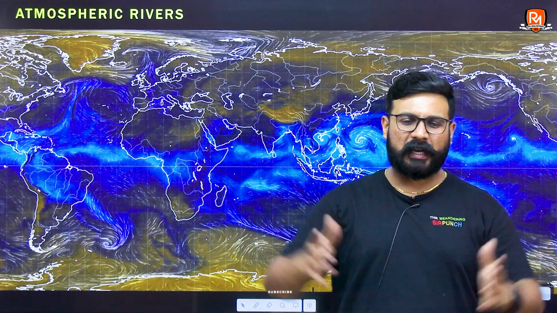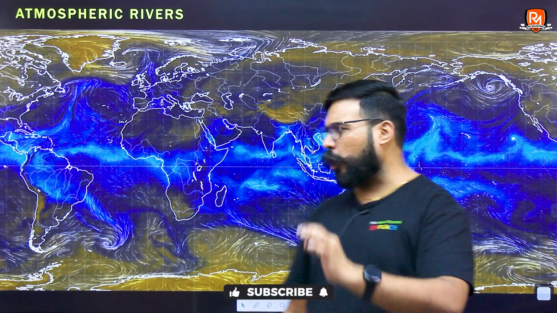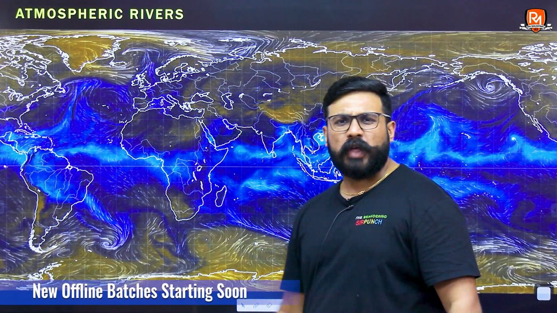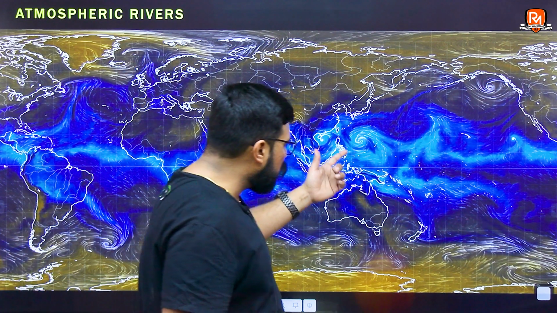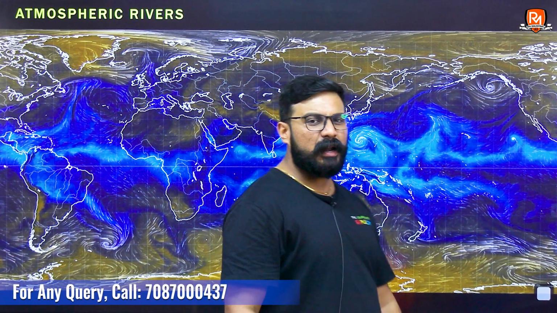Until and unless saturation takes place, rain cannot take place, which is why right now on earth, a phenomenon is being observed called atmospheric river. There is so much moisture in the air. For example, just one tiny atmospheric river can contain more than 5 times the volume of the river Amazon in it. Just one tiny atmospheric river.